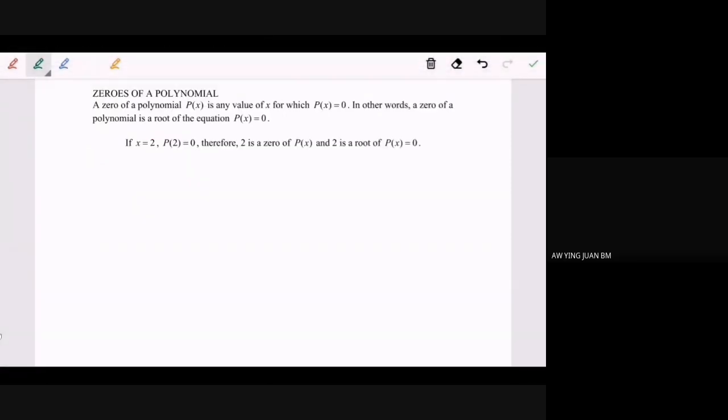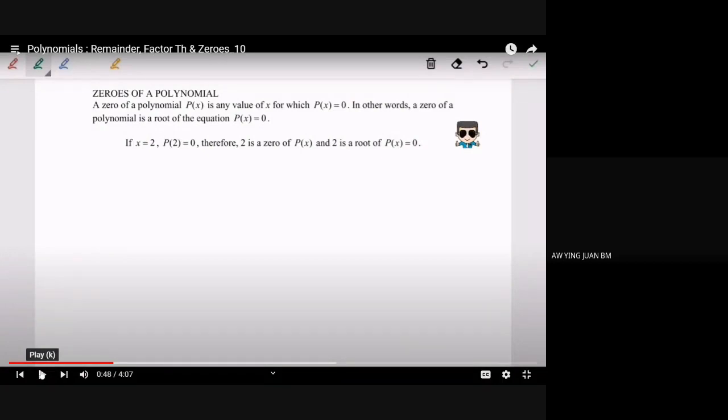A zero of a polynomial px is any value of x for which the polynomial is equals to 0. In other words, a zero of a polynomial is a root of the equation when the px is equals to 0. So, for example, if x is equal to 2, p2 is equals to 0, therefore 2 is a zero of the px, and 2 is a root of the px when it is equals to 0.